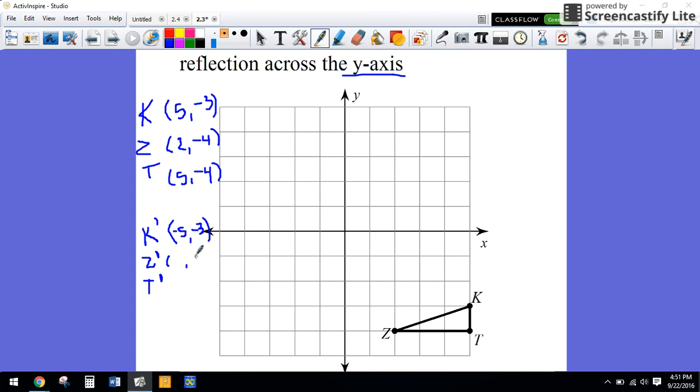The z, I'm not going to touch the y, so it stays -4, but the x becomes negative. T, I'm not going to touch the y, I'm only touching the x, and this is going to become the opposite. So now I've got -5, -3, -2, -4, and -5, -4. So again, when you guys are done drawing, you should be able to tell, did I truly reflect this over the right axis? And if you didn't, then you just go back and you do it and flip the other ones.